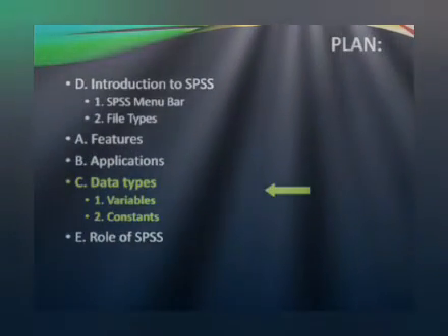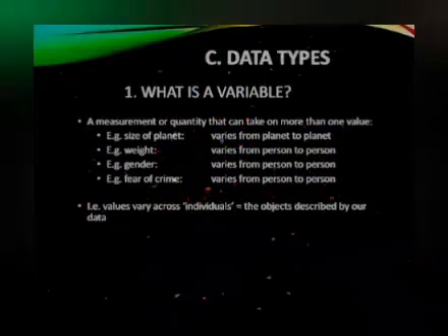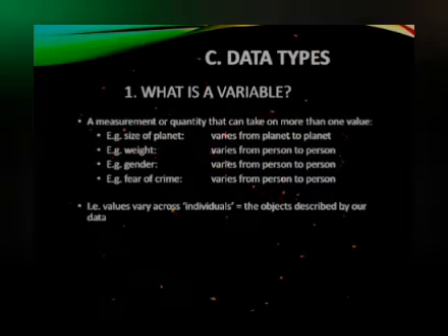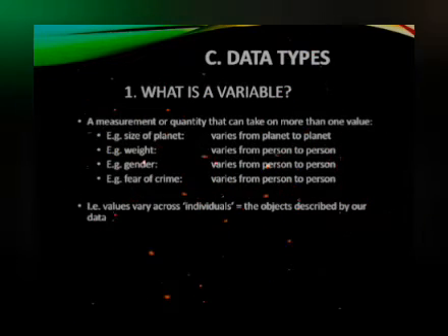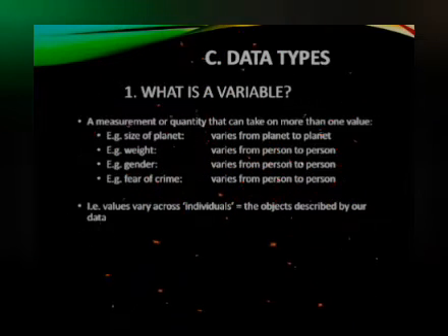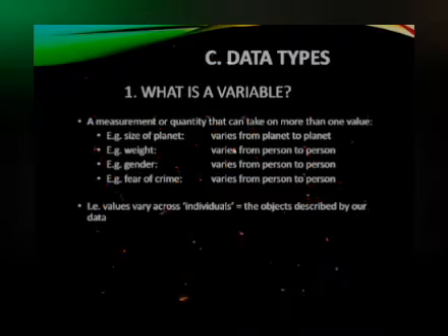Let me discuss data types. It includes variables and constants. Data types. What is a variable? A measurement or quantity that can take on more than one value. For example, size of planet varies from planet to planet, weight varies from person to person, gender varies from person to person. Fear of crime varies from person to person.